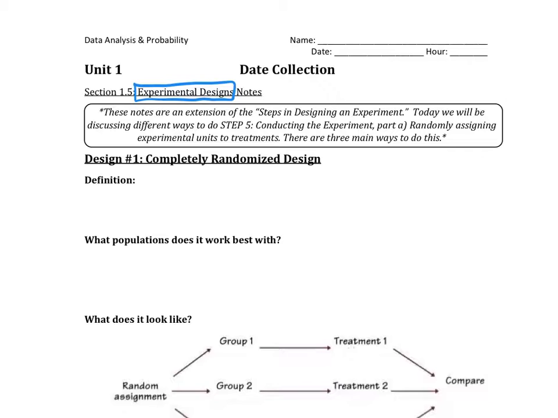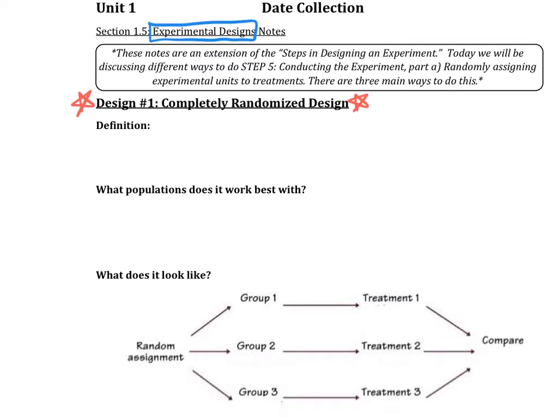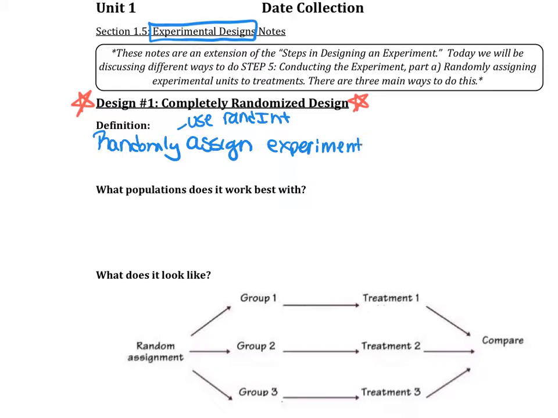So first, we're going to start with design number 1, which is called completely randomized design. This is just where you figure out how many treatments you're going to be dealing with in your experiment, and then you randomly assign. So this is where you can use your random integer generator in the calculator to do this randomly. You're going to randomly assign your experimental units. Experimental units are just the people you're doing your experiment on. So you're going to randomly assign your experimental units to a treatment.